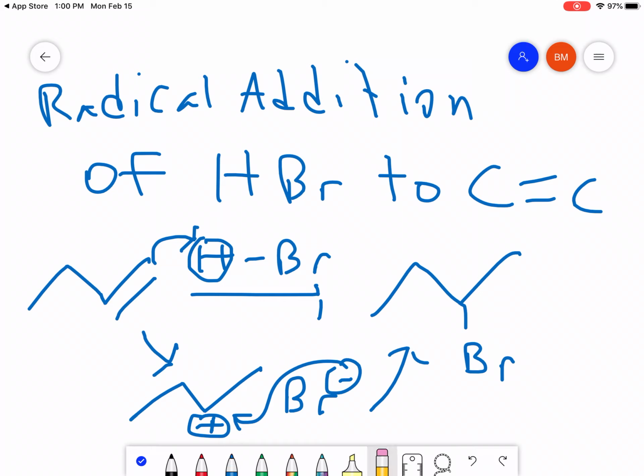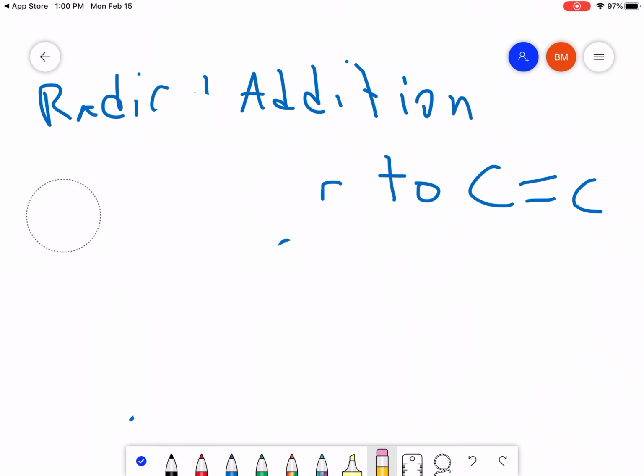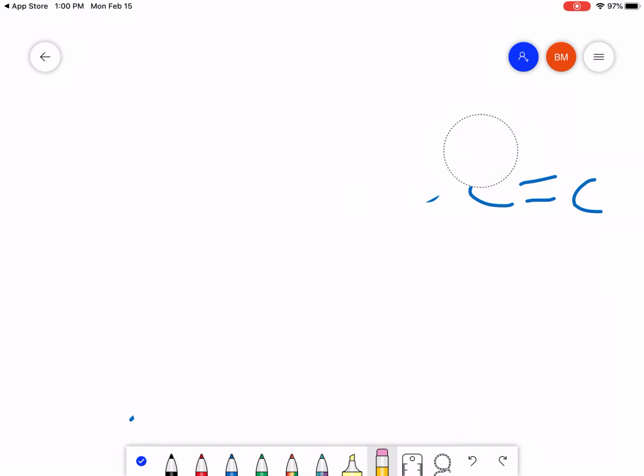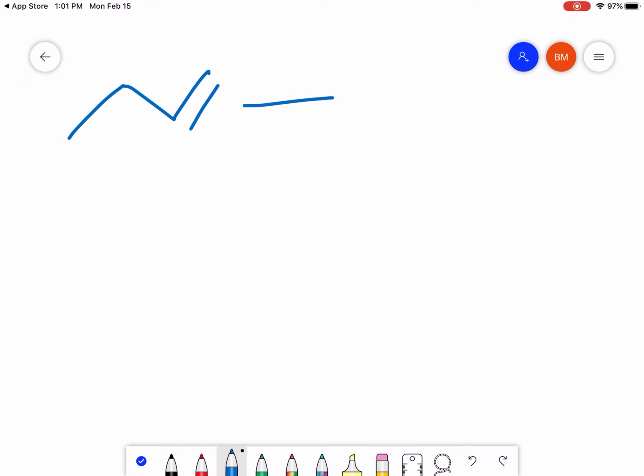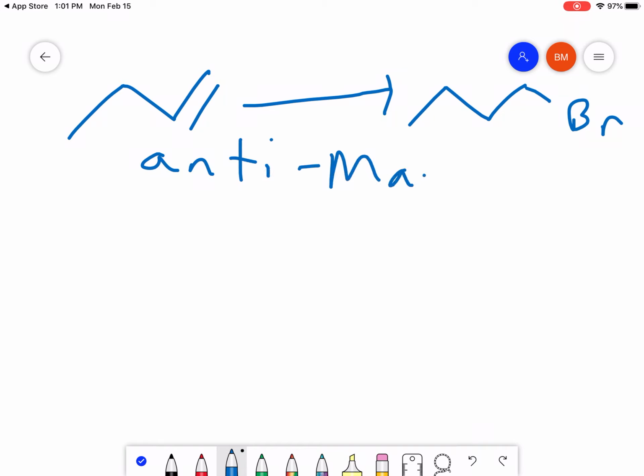However, there's a way for us to get an anti-Markovnikov addition. It's possible for us to go from this to this. All right? Does not follow Markovnikov's rule. The reason it doesn't follow Markovnikov's rule is because we're not even going to end up making carbocations. We're going to do a radical process.